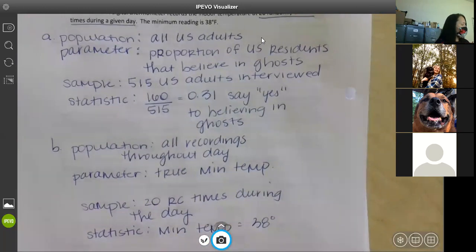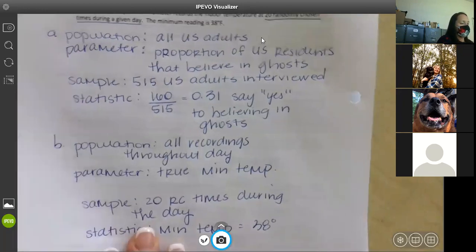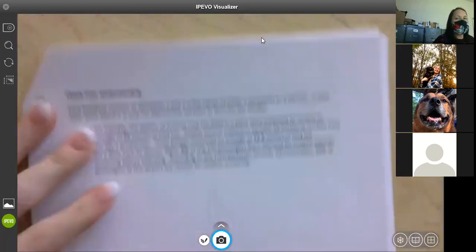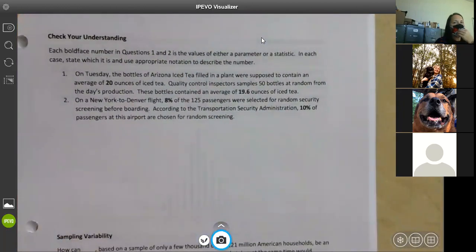All right, we're going to flip it over and you're going to do it again. So there are a couple different ways that they can ask you about this, and this is the first one where it just tells you to list it out. The second one says each boldface number in questions 1 and 2 is the value of either a parameter or a statistic. In each case, state which it is and use appropriate notation to describe the number.